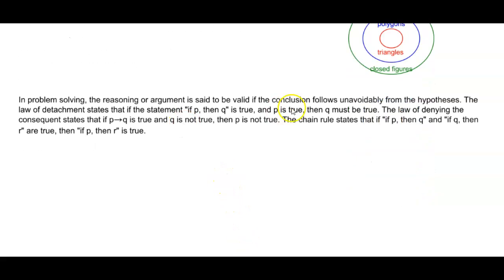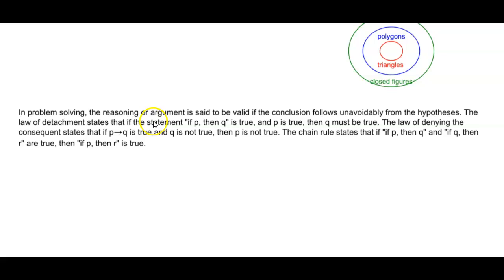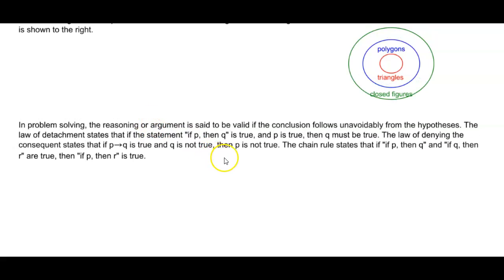Now in problem solving, the reasoning or argument is said to be valid if the conclusion follows unavoidably from the hypotheses. The law of detachment states that if the statement if P, then Q is true, and P is true, then Q must be true. The law of denying the consequent states that if P implies Q is true, and Q is not true, then P is not true.